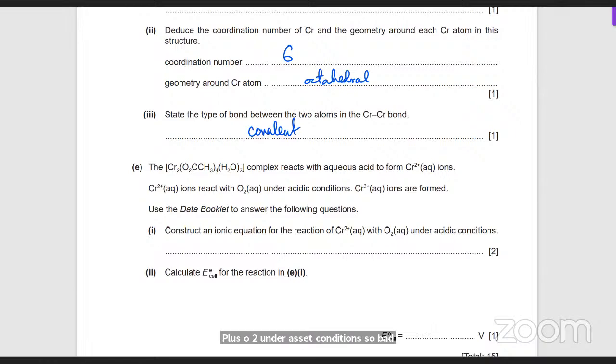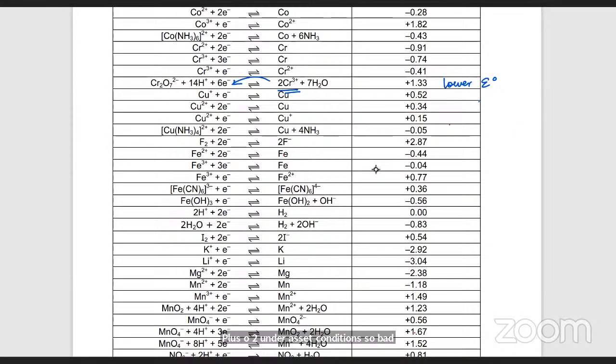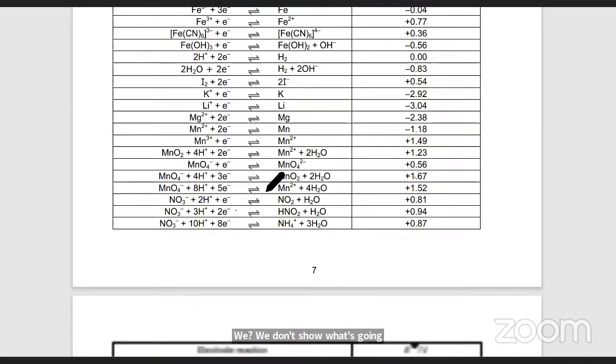So sitting with the data booklet, again, Cr2+ and what else? O2 under acidic conditions. The first one, I'm going to highlight Cr2+. What can happen to Cr2+? Where is Cr2+? I think there's either this equation, or this reaction, here also there's Cr2+. So Cr2+ can gain 2 electrons, or might lose 2 electrons. So we're not sure what's going to happen over here. Oxygen, don't know. Where is oxygen?